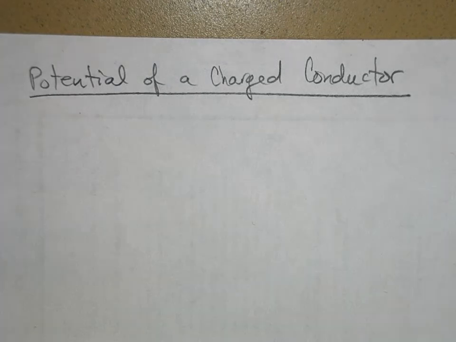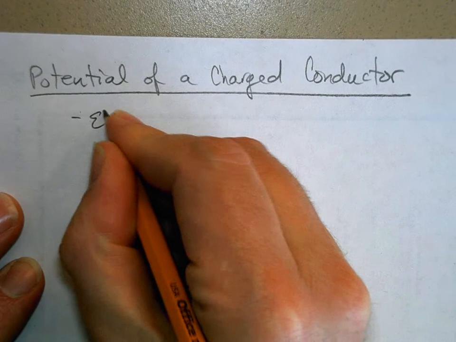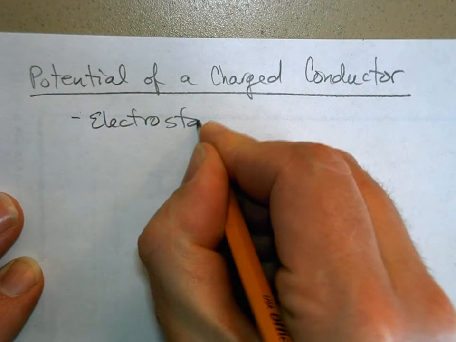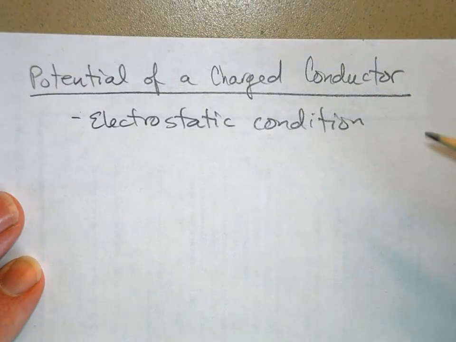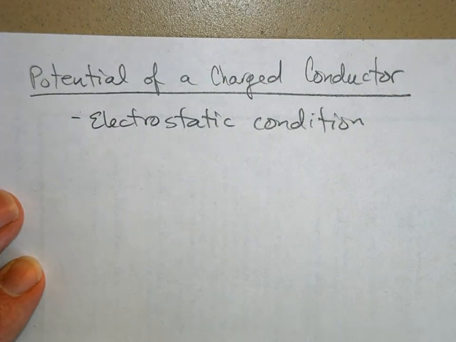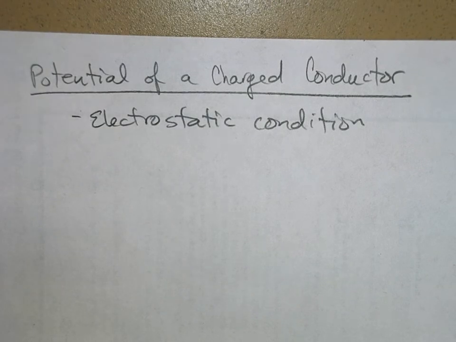So let's talk about the potential of a charged conductor. Now, when you're thinking about electric fields or the electric potential of a conductor, I want you to thoroughly understand what's going on in this particular situation. Okay, we're dealing with an electrostatic condition right now. Later on, we're going to get to currents, but for right now, it's an electrostatic condition, and you have to understand that and what that means, or none of this is really going to make sense.